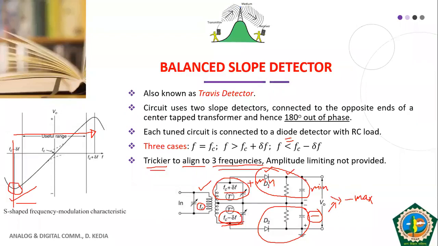The problem that we had in the basic slope detector, that the circuit reacted to amplitude changes, still lies in the balanced slope detector as well, because we do not provide amplitude limiting in it. So if there are some amplitude changes, your balanced slope detector will react to those amplitude changes also. So in the balanced slope detector, we have been able to rectify one issue, that is, increase the linearity of your circuit, but the amplitude limiting part is left. So this is about your balanced slope detector.